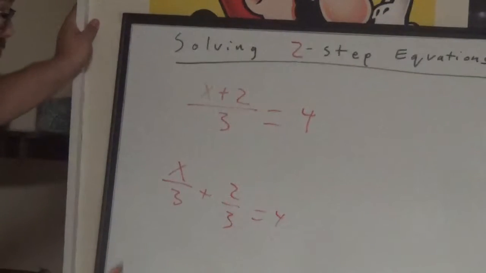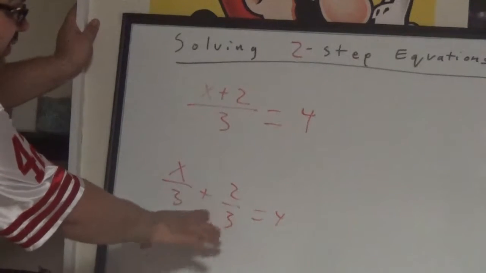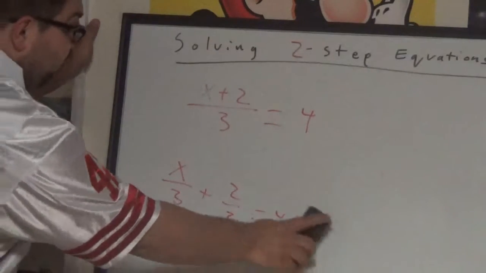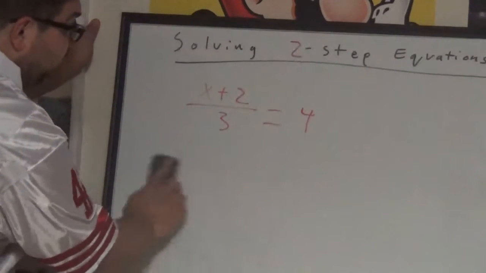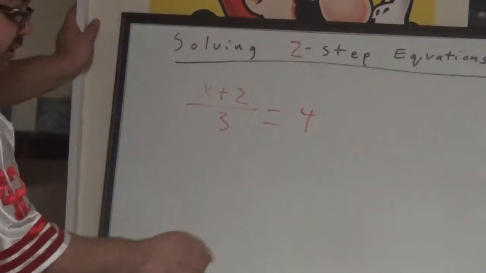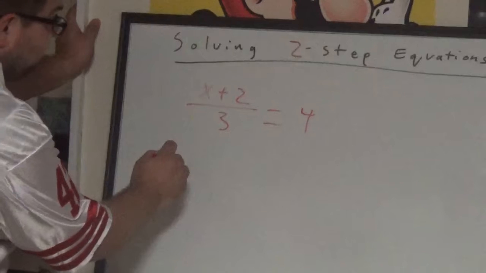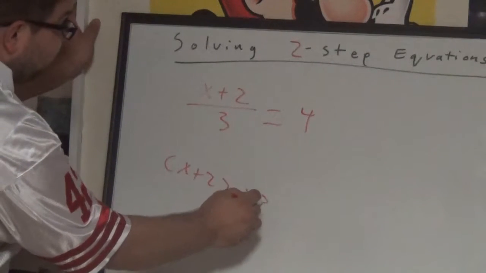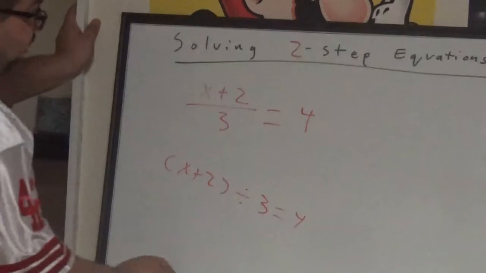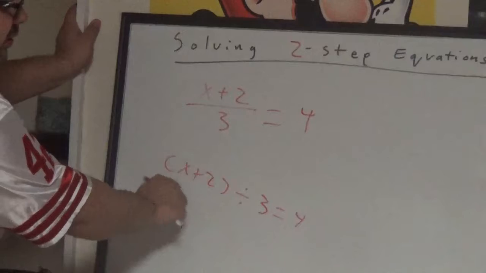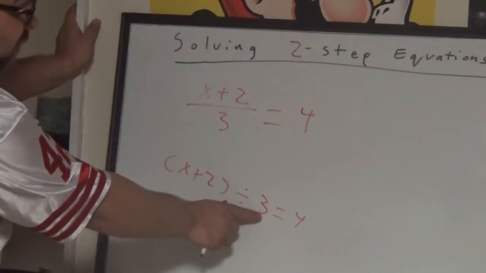Now, we don't want to get rid of this first because it's a fraction. This is where we want to do what we call clearing the fraction. So another way to think of it is, if you wrote this out without the fraction, again, notice how we have parentheses. We would want to clear the parentheses by timesing 3.